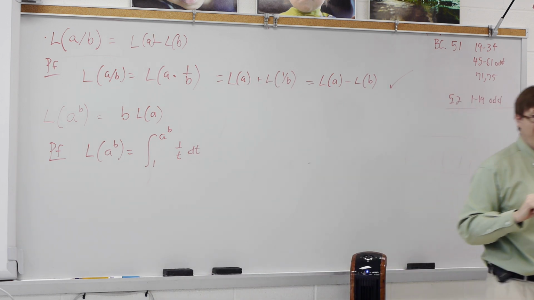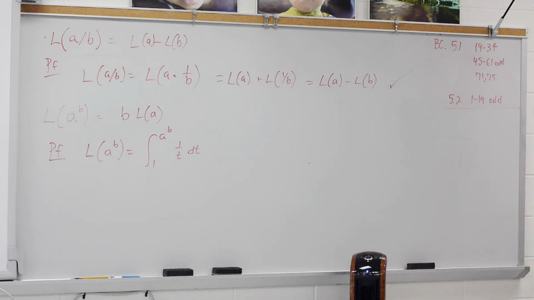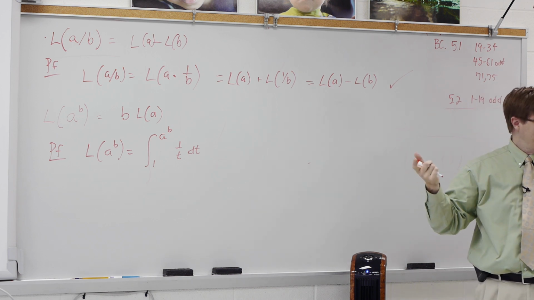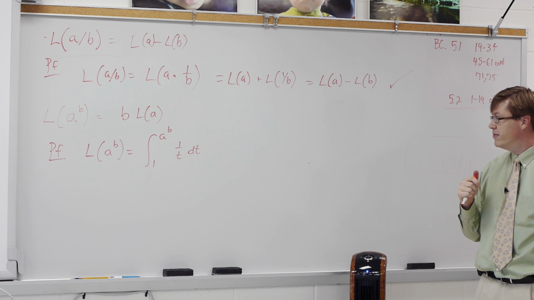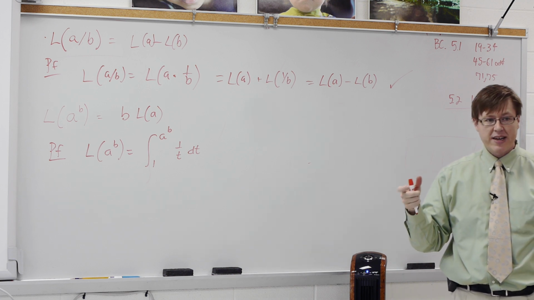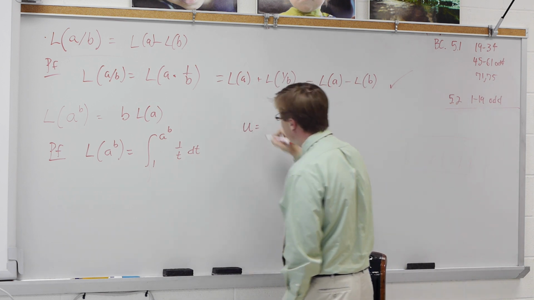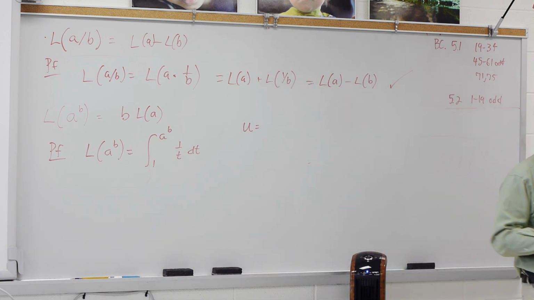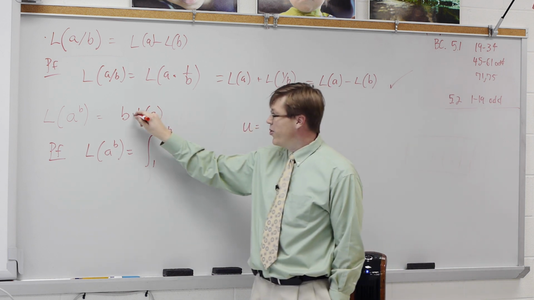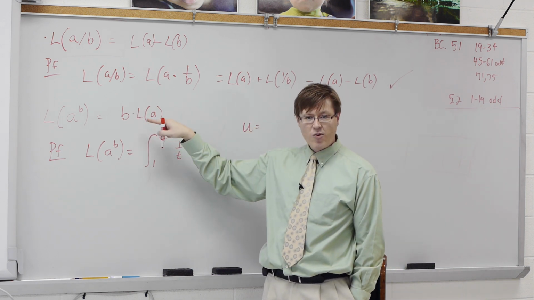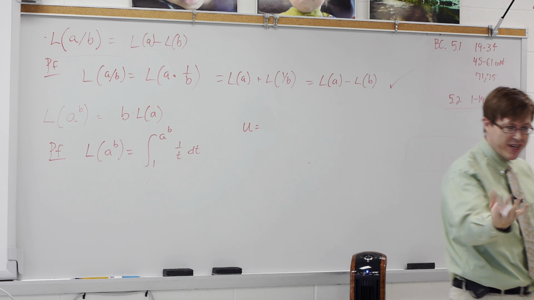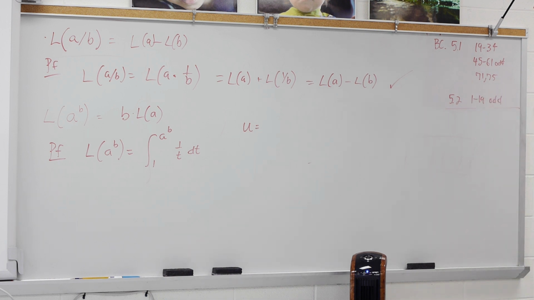Okay, so capital L of A to the B is the integral from 1 to A to the B of 1 over t dt. Now, guided by the last couple substitutions that we've done, I want you to take just a minute to think about what would be the right u substitution here, kind of knowing that I might want to end up with something like this. So what does my limit need to be? What does the function need to be? Take about 30 seconds to think it over, talk to a neighbor, see what you come up with.